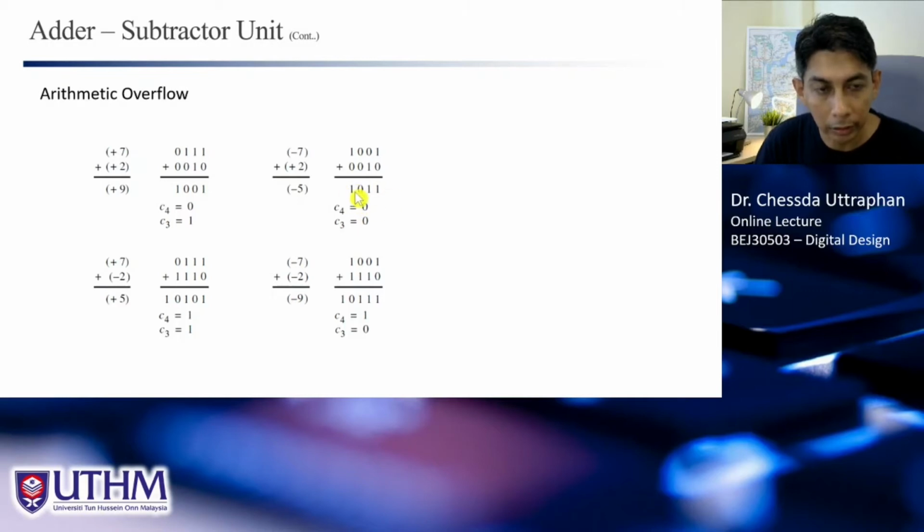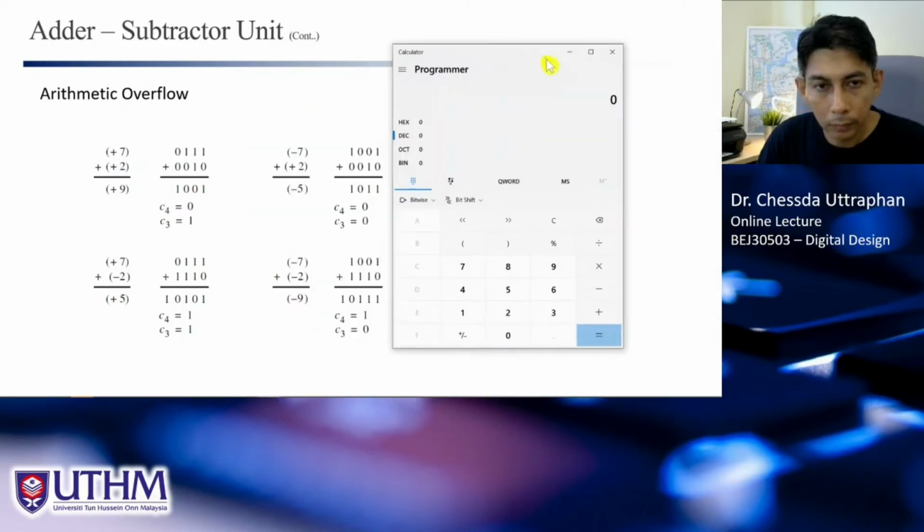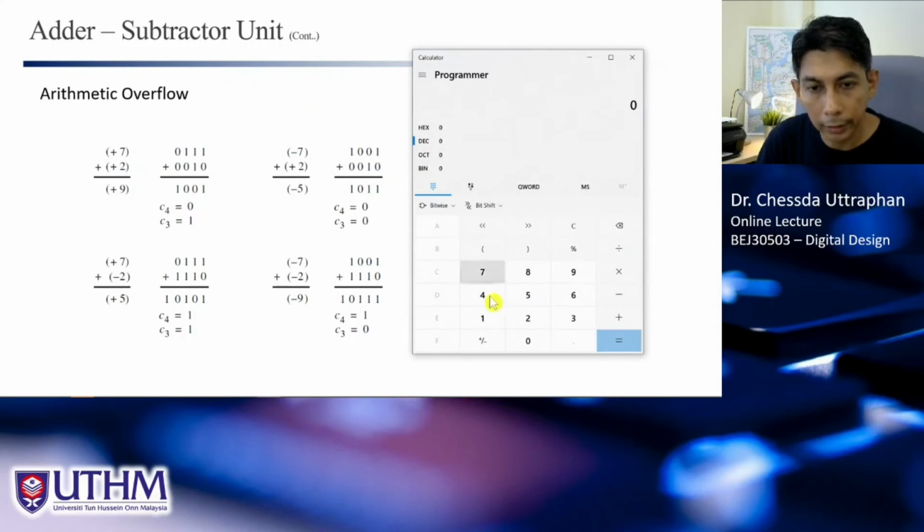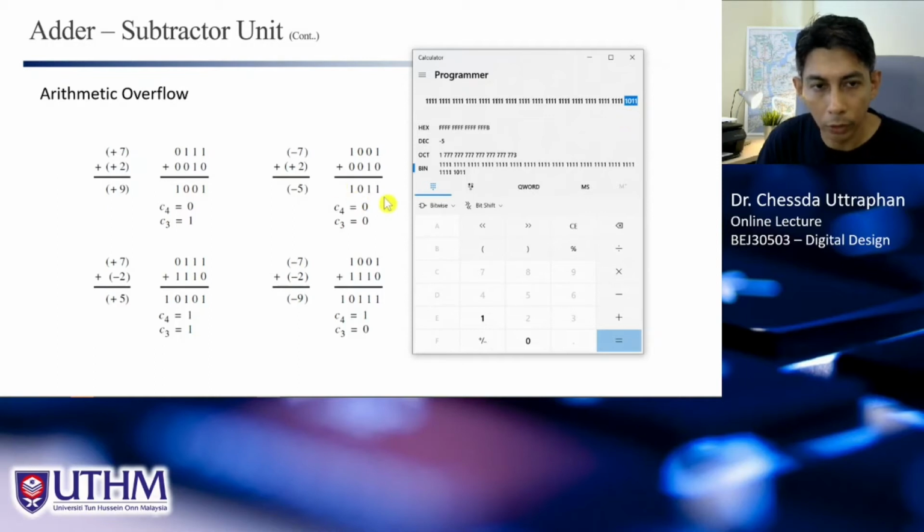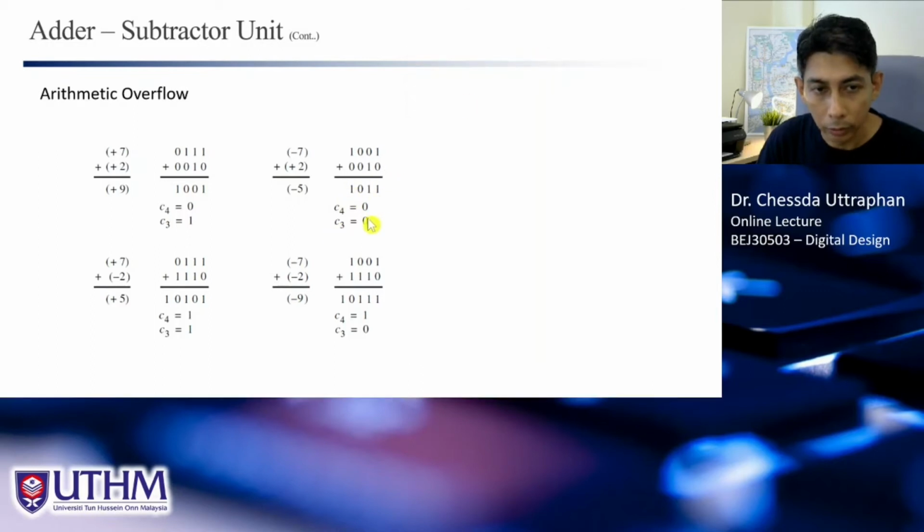Definitely, when you press your calculator, right? If you have your calculator, this is my calculator. And when you have minus 5 in binary, it is 4-bit, yeah, the last 4-bit. It is 1011. 1011. Yeah, this is correct. No overflow in this case.